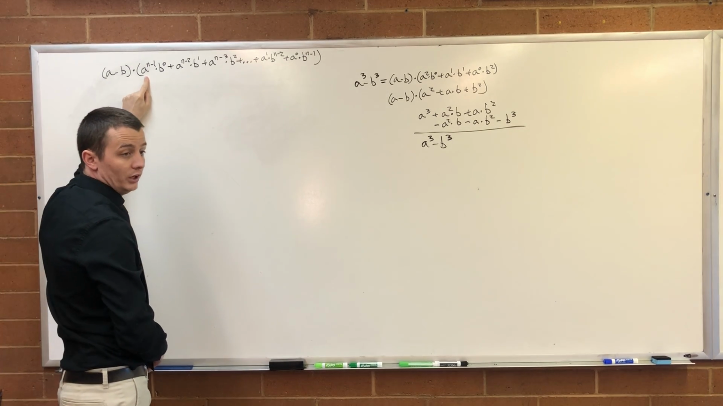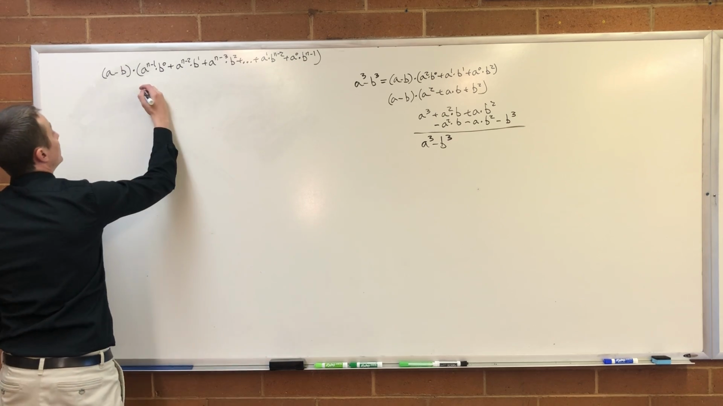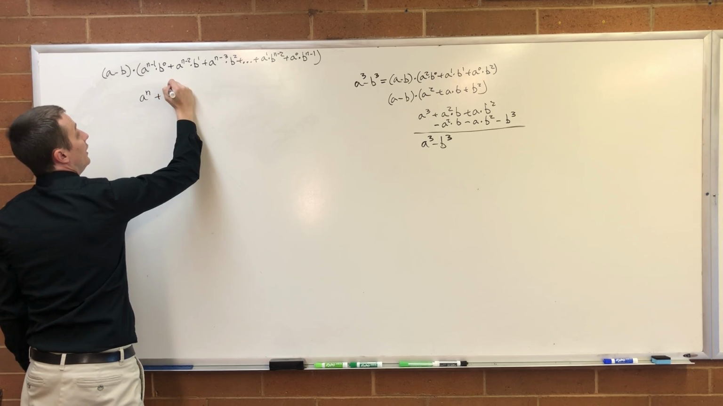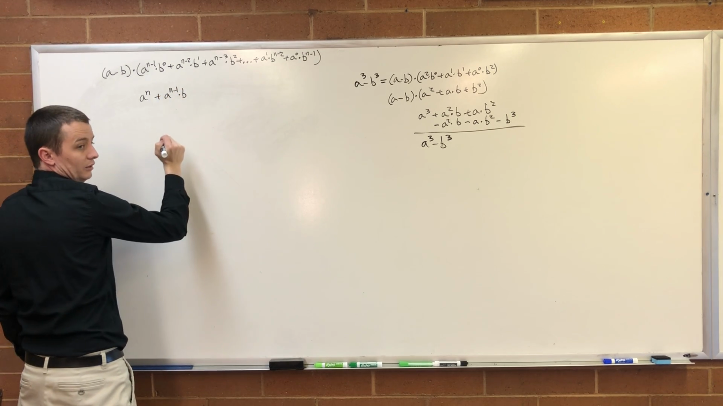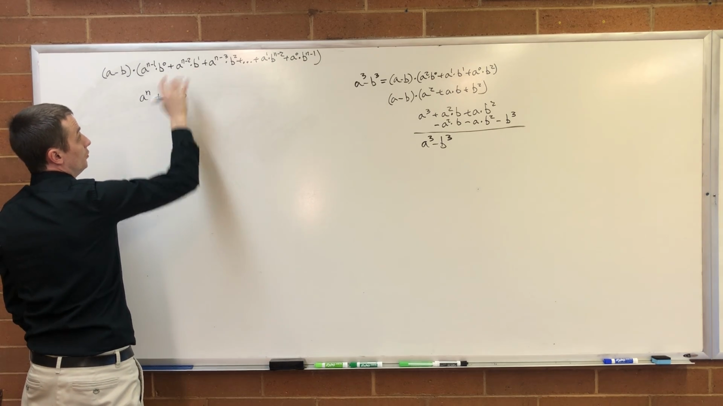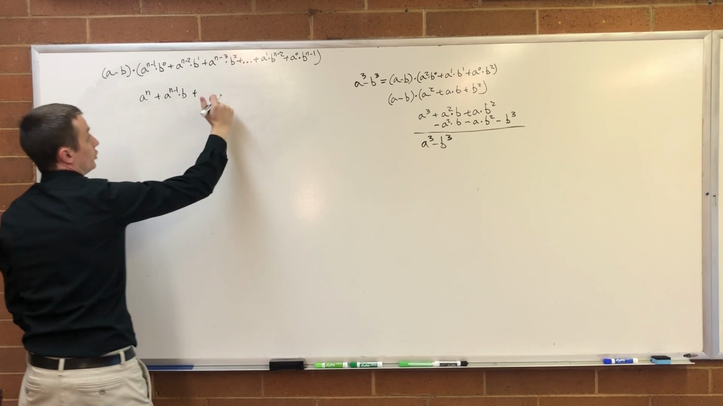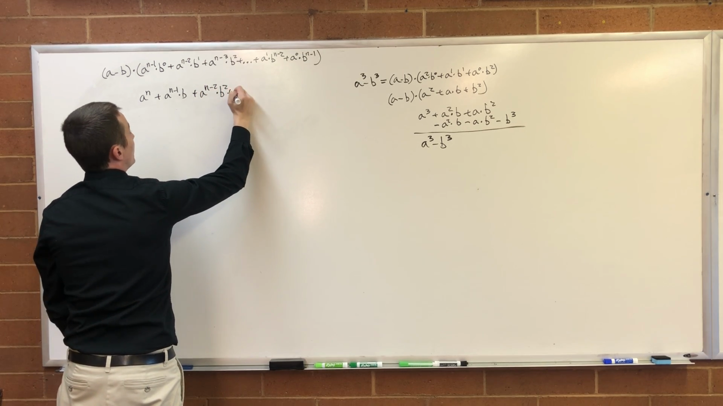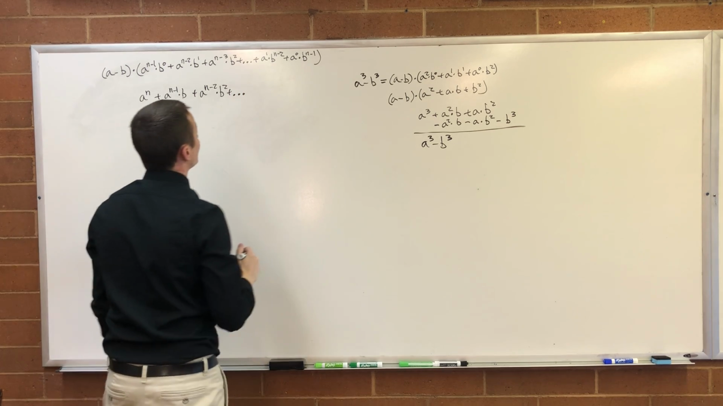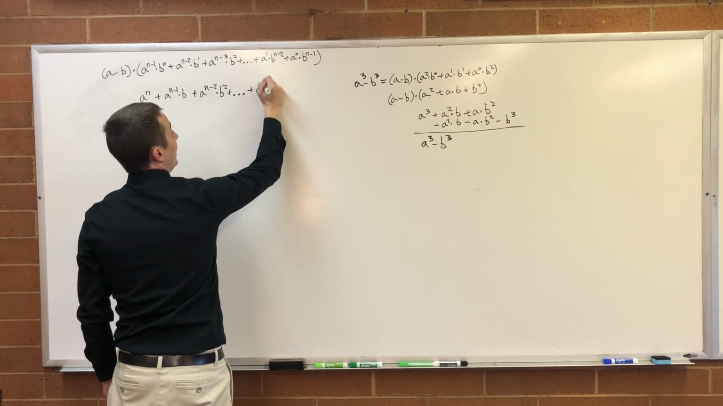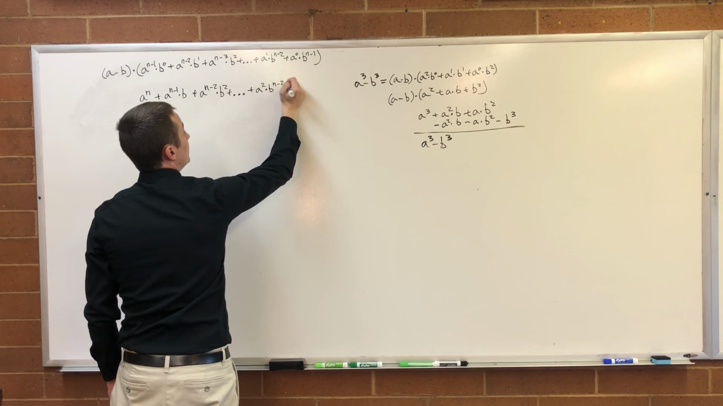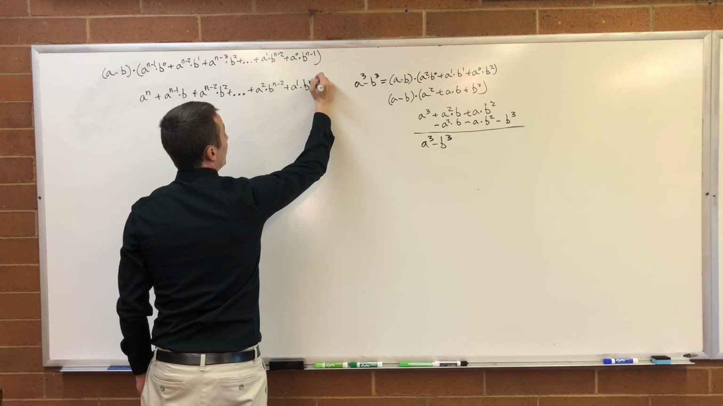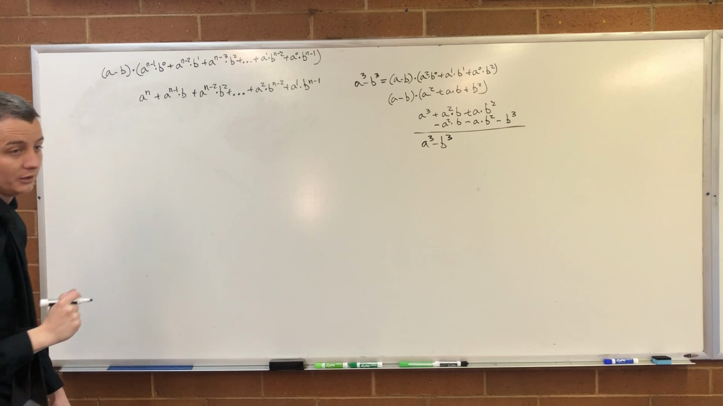A times a to the n minus 1 is a to the n. A times this term gives us a to the n minus 1 times b, right? Plus, multiplied by this term, we get a to the n minus 2 times b squared, plus dot dot dot, plus a squared times b to the n minus 2, plus a to the 1 times b to the n minus 1. That's distributing through the a. Okay.